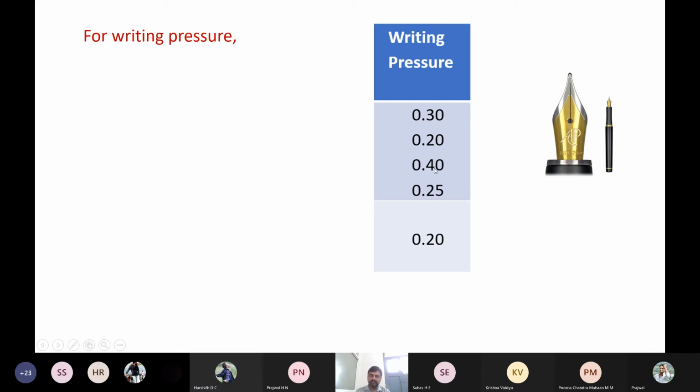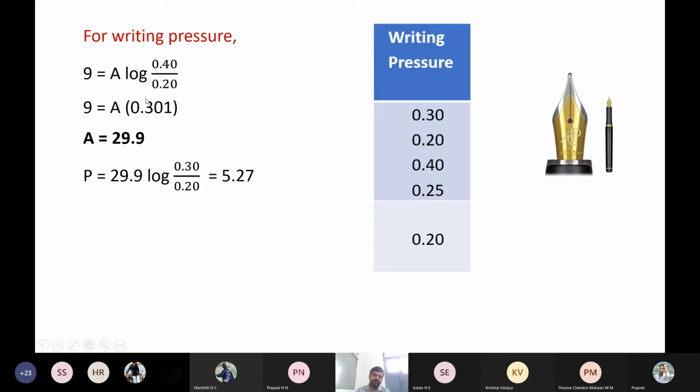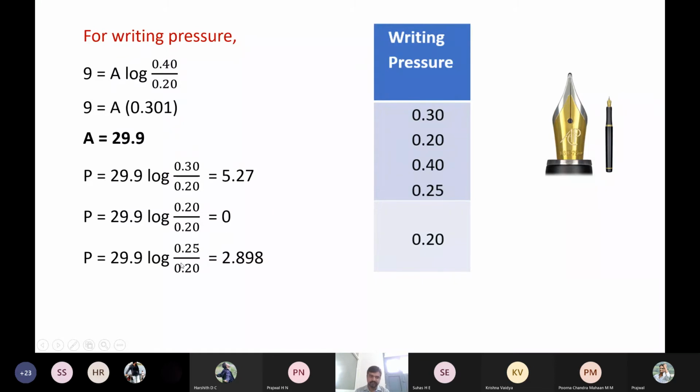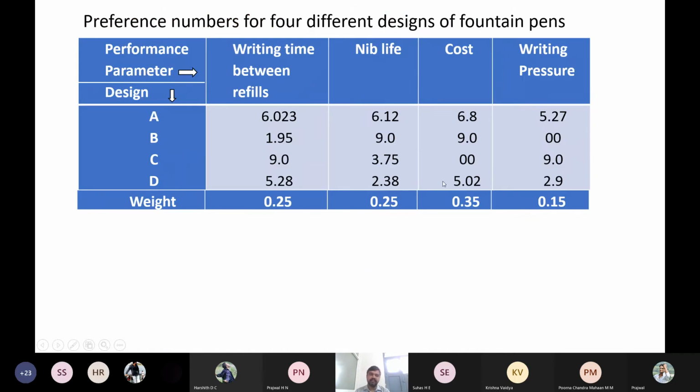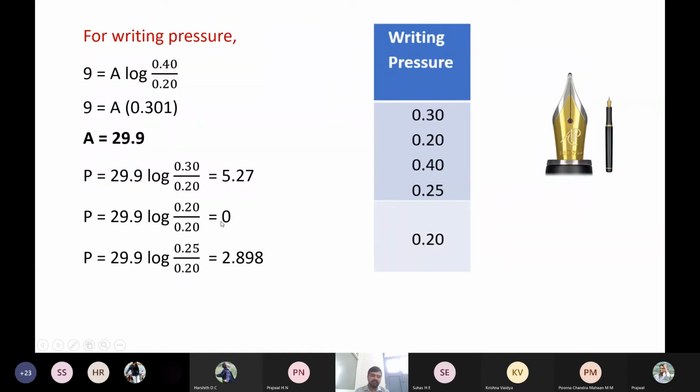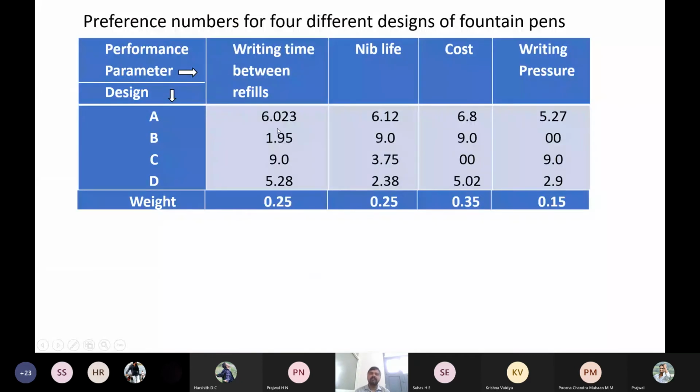Okay, in this case you can assign 9 to 0.40. Okay, so you can find out A. Then substitute the values for 0.30, 5.27, for 0.200. Next, after finding preference values for all the parameters, you have to write the table indicating the preference values like this. These are the preference numbers for various parameters.